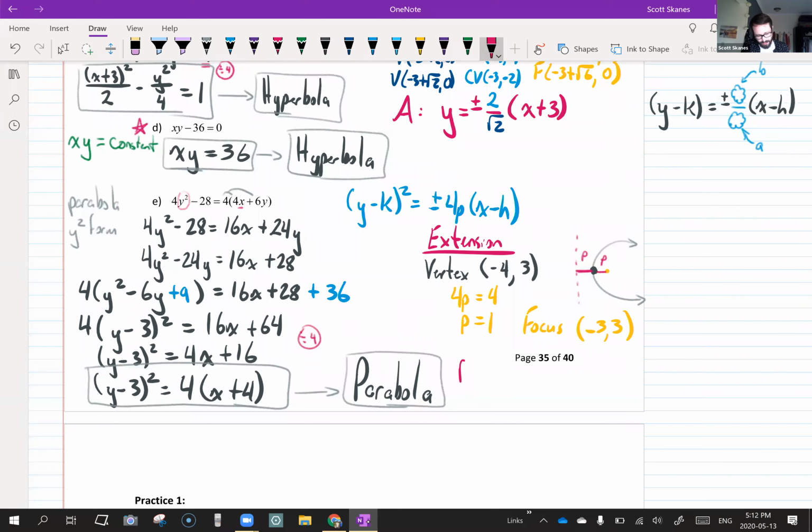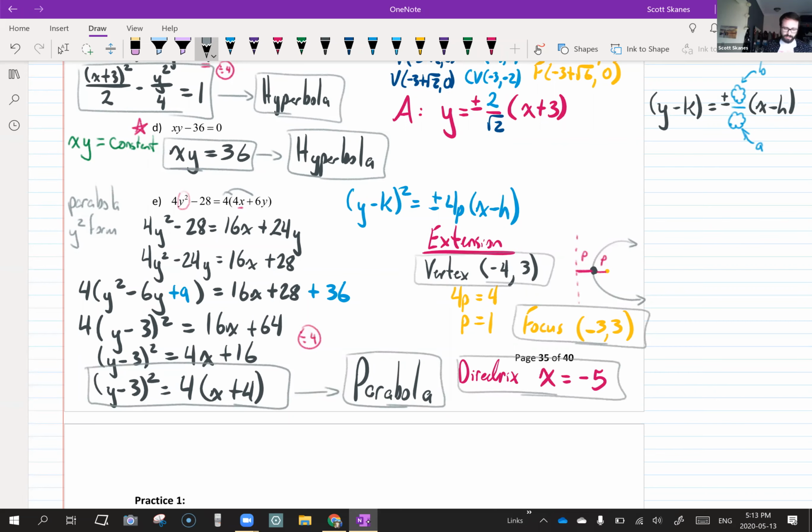Directrix is my last thing I'll be asked. What's the directrix? It's an equation, it's this line here. You go 1 unit to the left from the vertex. So that would be x equals negative 5. So what I would care about is this, this, and this. I highly, highly, highly recommend you always make a sketch. If you don't make a sketch, you're making it much more difficult on yourself, okay?